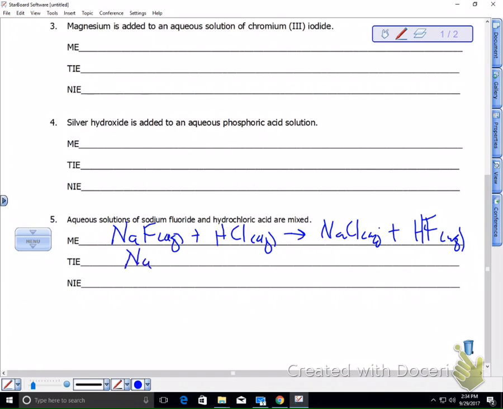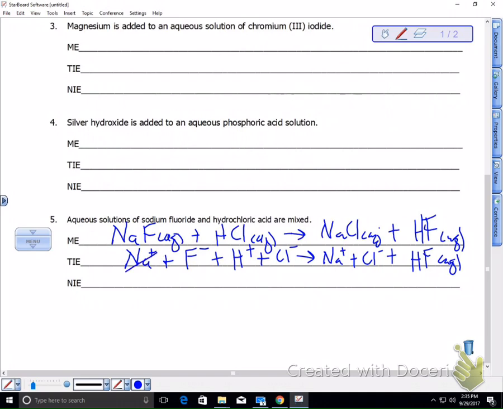We have sodium ion plus fluoride ion plus hydrogen ion plus chloride. Okay, we break apart both salt and strong acids. As a product, sodium is broken up, the chloride is broken up, but we will not break up hydrofluoric. It is a weak electrolyte. Okay, so weak electrolytes do not get broken up even though they are aqueous, only strong.